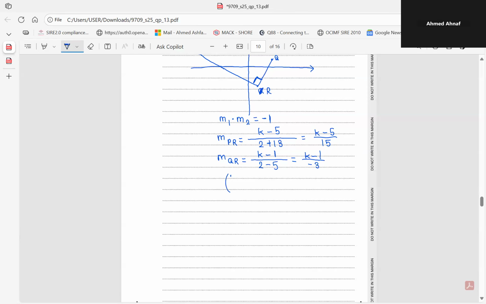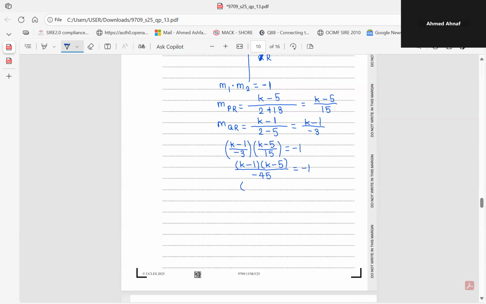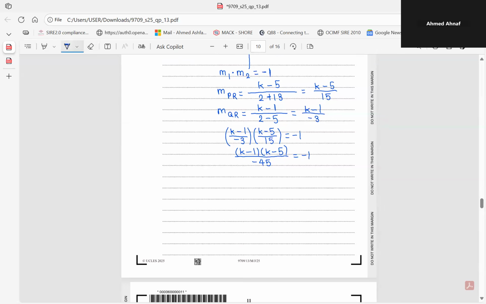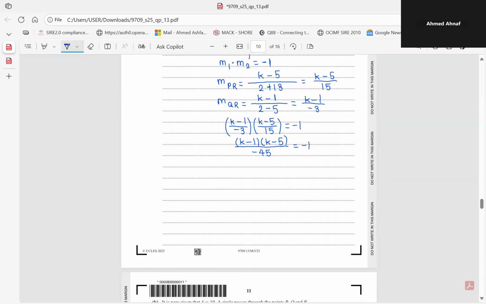Let's multiply these together and equate them to -1. Let's multiply and combine it into a single equation. So minus 3 times 15, that's minus 45, equals minus 1. Let's expand the quadratic expression. So k times k, that's k squared, minus 1 times k, that's minus k, and k times minus 5, that's minus 5k. So this is minus 6k. And minus 1 times minus 5, that's plus 5, equals minus 1 times minus 45, which is just 45.